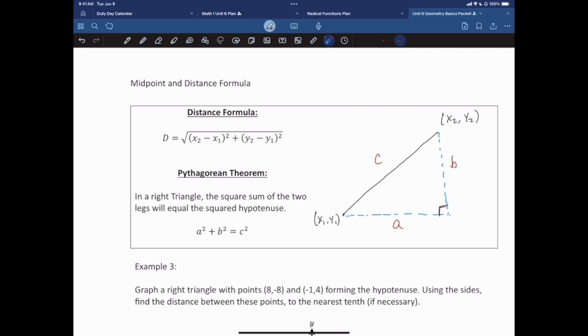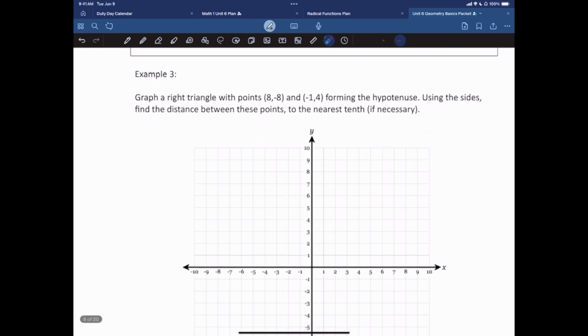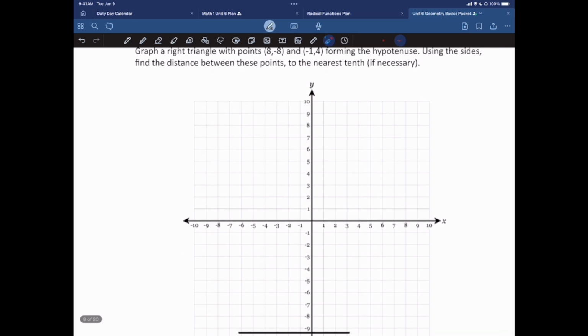Okay, so let's jump right into our example. So we have graph a right triangle with the points 8, negative 8, and negative 1, 4. Form the hypotenuse. Using these sides, find the distance between these points to the nearest tenth if necessary. Okay, so let's go and graph this. So the first point, we're going to go out to 8, negative 8. So we have the point 8, negative 8. We can also do negative 1, 4.